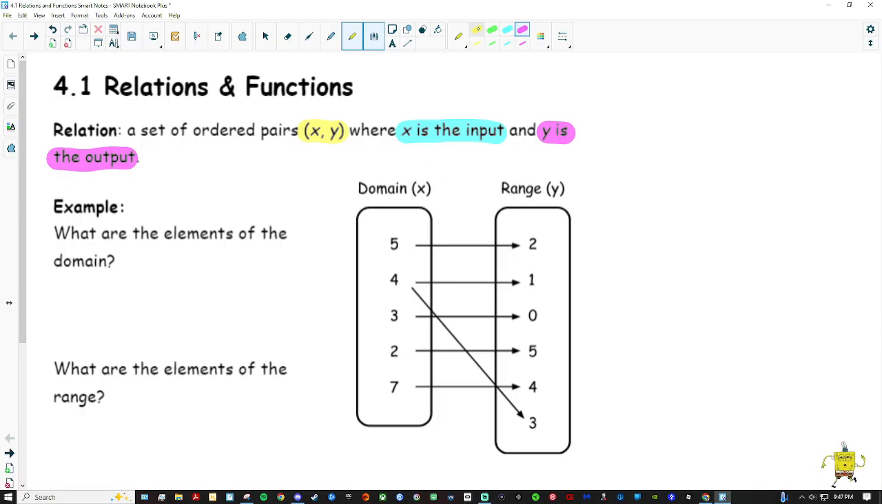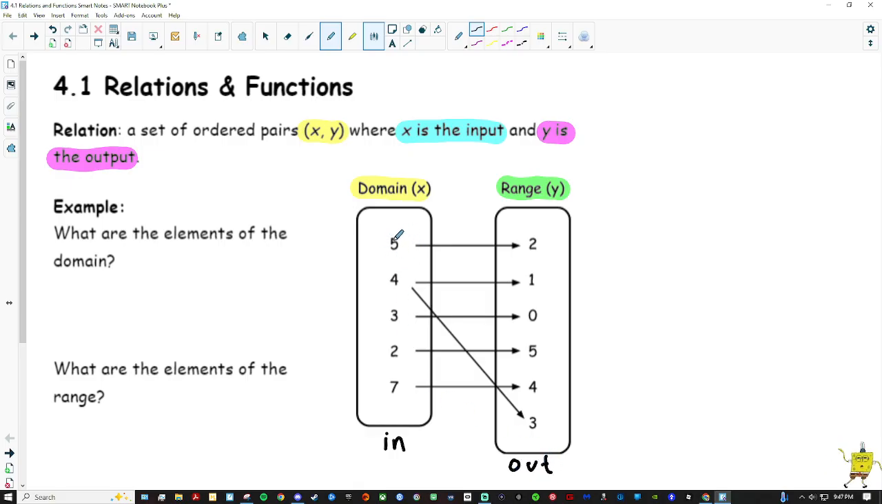Okay, a relation is made up of two parts: our domain and our range. Domain are all of the x values of our points, and the range is all of our y values. Remember, we can think of this as our inputs. This is what's going in. This is what's coming out.